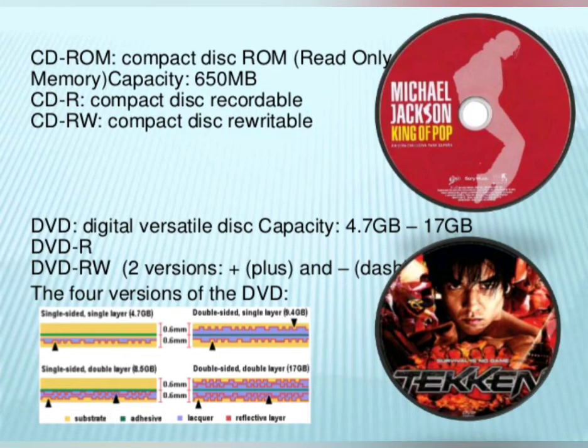CD-ROM, compact disc read-only memory, capacity is 650 MB. CD-R, compact disc recordable. CD-RW, compact disc rewritable. DVD, digital versatile disc, capacity is 4.7 GB to 17 GB. DVD-R, DVD recordable. DVD-RW, two versions are there, plus and dash. The four versions of DVD are as such.